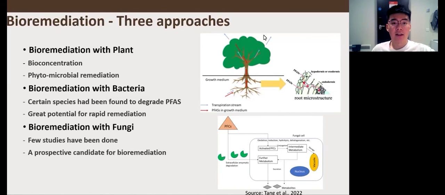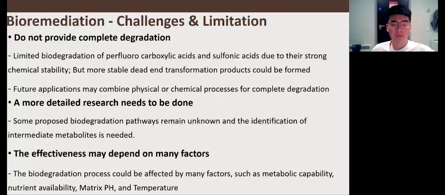As for fungi, only a few studies have considered the overall role and capacity of fungal remediation, and even fewer for PFAS degradation. Fungi remain a prospective candidate for remediation, as they already play a vital role in the ecosystem by breaking down many complex compounds in biogeochemical cycles.